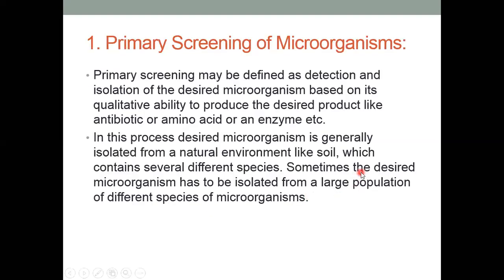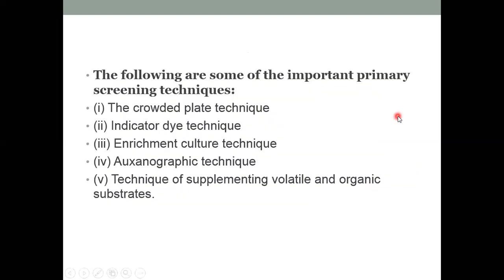So usually it is desired for a microorganism to be isolated from a much larger population of different species of microorganisms. So this is what primary screening would do. It would narrow you down from a large population to very few microorganisms which are actually desired. So let's discuss some of the important primary screening techniques, which would give you a very good idea.